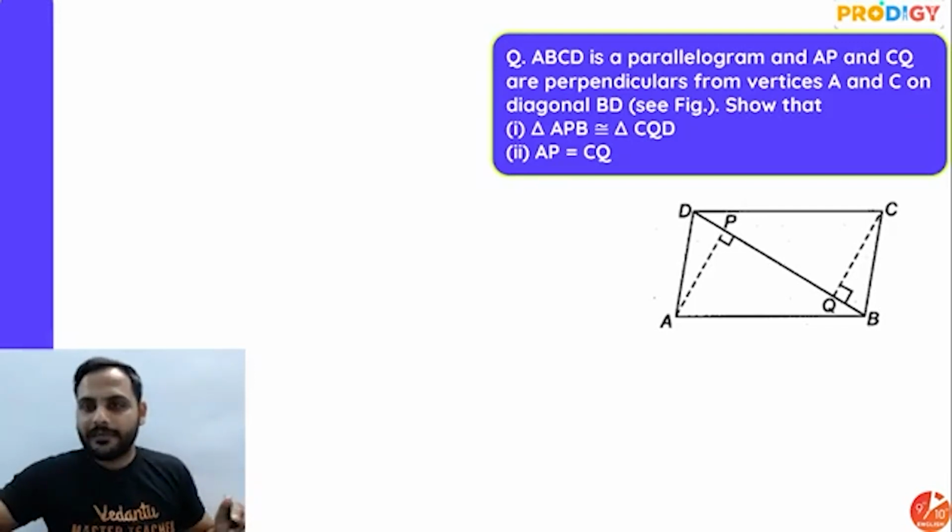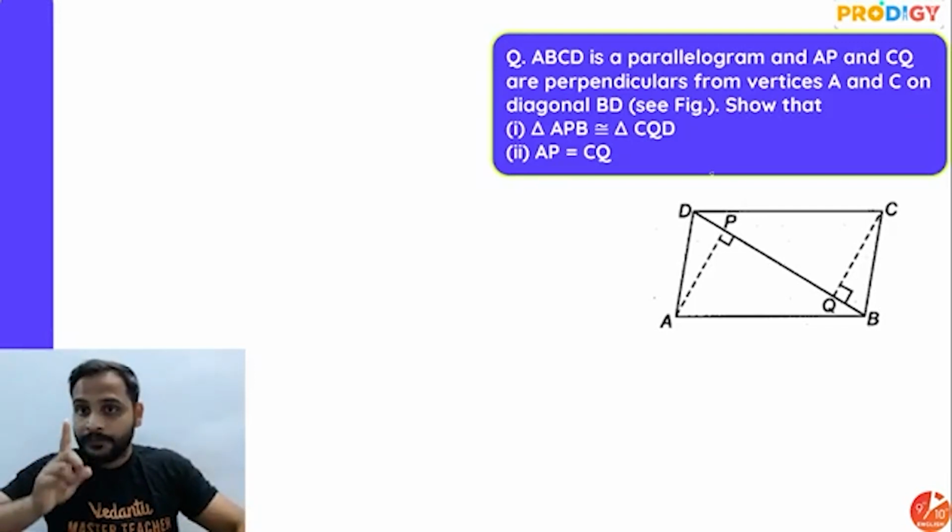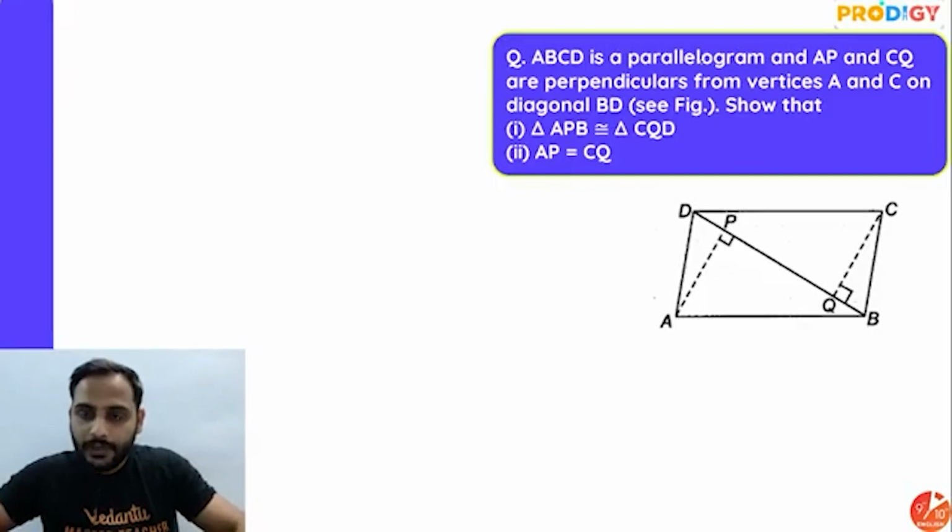So ABCD is a parallelogram. AP and CQ are perpendiculars from vertices A and C on diagonal BD. Show that triangle APB is congruent to triangle CQD and AP is equal to CQ. Once I know these two triangles are congruent, I can easily get AP equal to CQ. Now the only information I have is AP is perpendicular to BD and CQ is also perpendicular to BD.